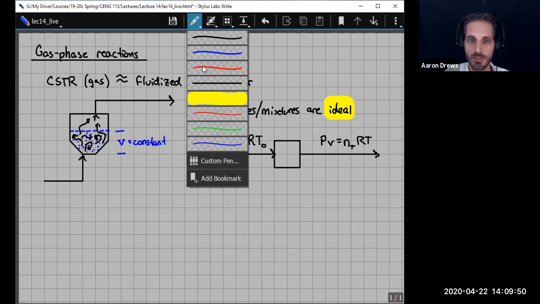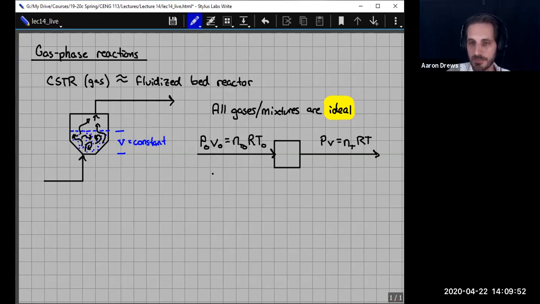There's no zero or anything like that because that is how we have defined our outlets. Two things to keep in mind are that the P that's being referred to here is the total pressure, right? And then the moles that's being referred to here are the total moles. That's to contrast this with things like partial pressures and molar flow rates of individual species.